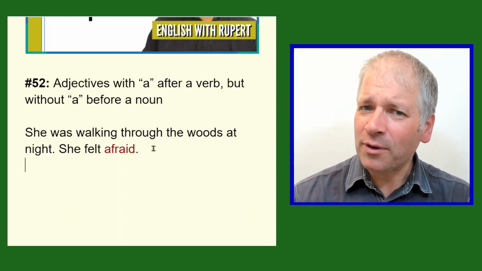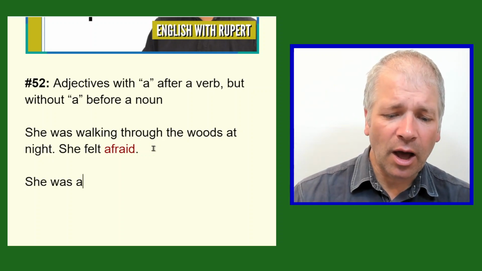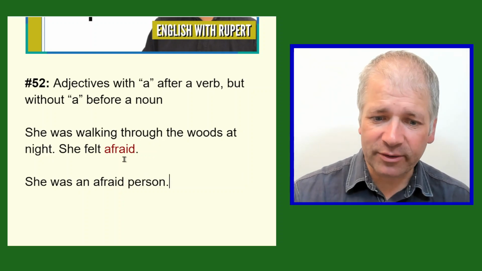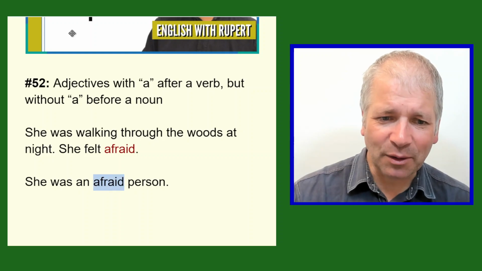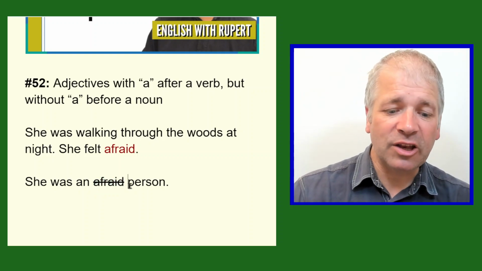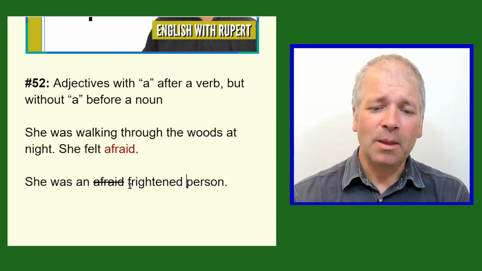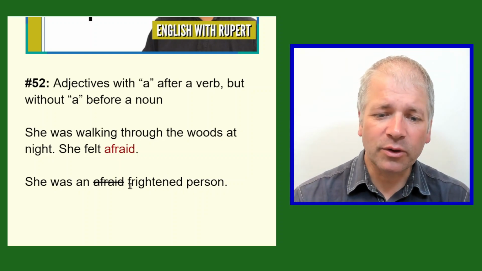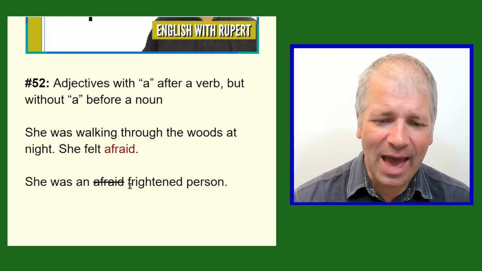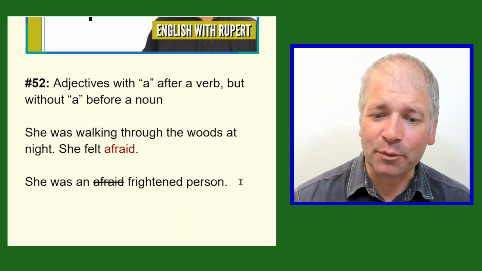But when it comes before a noun, we wouldn't say she was an afraid person. We wouldn't say that. We would do something else instead. Instead, we would say she was a frightened person. So we don't use the adjective with the A, in this case, before the noun. We have to switch it to something else.